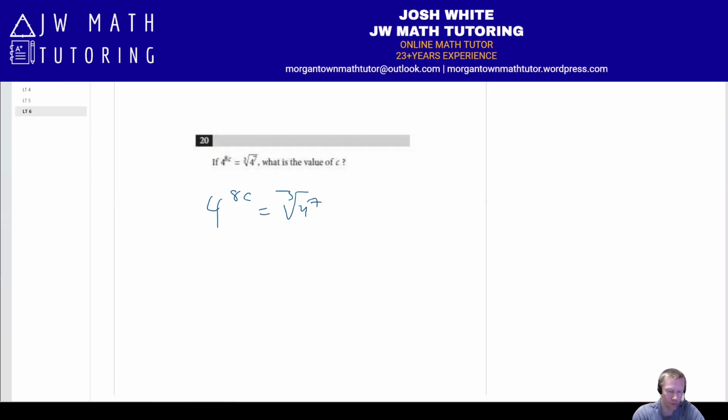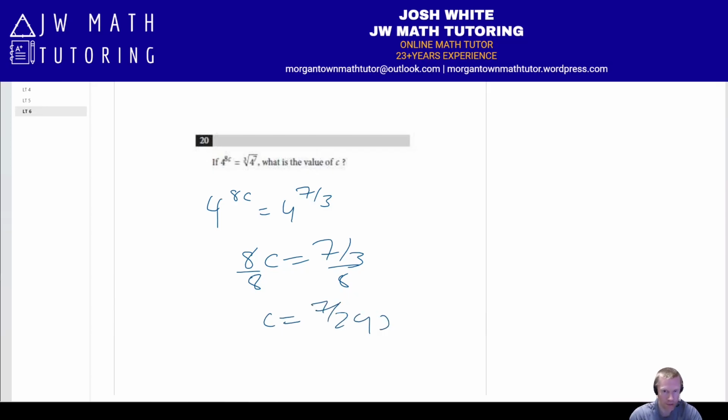7th. What they want you to do, or the traditional way to do this, would be to first rewrite the right side as a rational exponent, which would be 4 to the 7/3. Then you just set these two equal to each other. Divide by 8, divide by 8. c is going to equal 7 over 24.